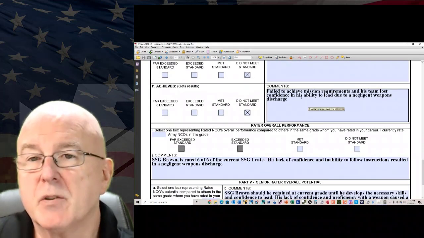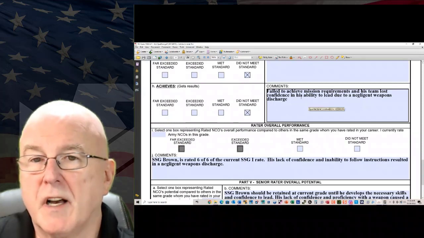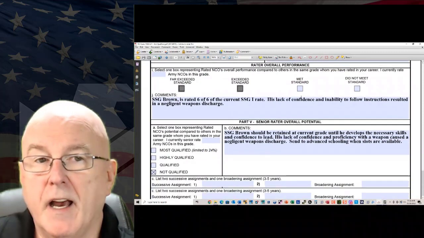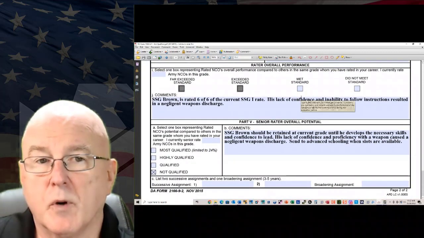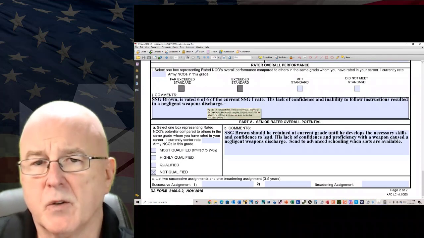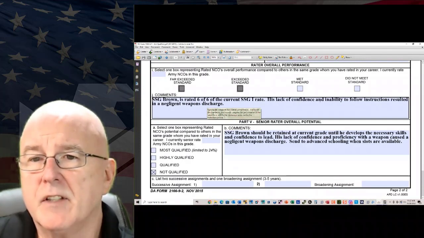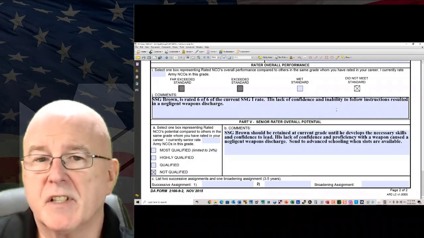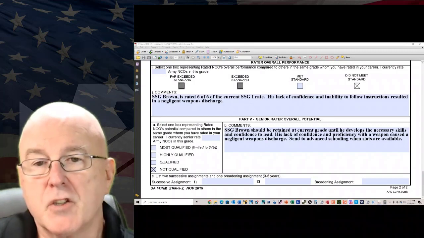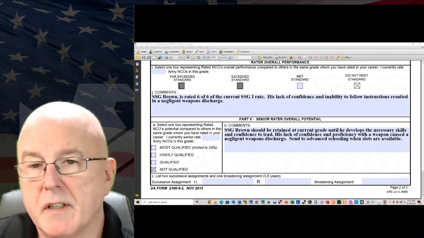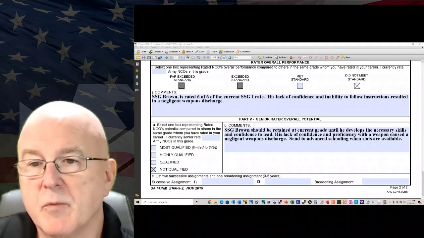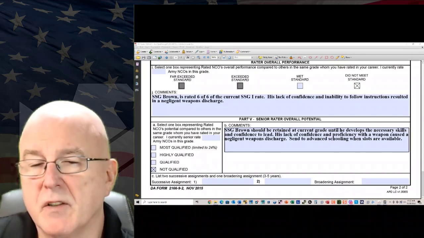Failed to maintain the basic proficiency of assigned weapon, resulting in negligent weapons discharge, did not meet standard. Achieves, failed to achieve mission requirements, and his team lost confidence in his ability to lead due to a negligent weapons discharge. Now we get to the rater's overall performance. Sergeant Brown is rated 6 of 6 of the current staff sergeants I rate. His lack of confidence and inability to follow instructions resulted in negligent weapons discharge, did not meet standard. Senior Rater comments. Sergeant Brown should be retained at the current grade until he develops the necessary skills and confidence to lead. His lack of confidence and proficiency with a weapon caused a negligent weapons discharge. Send to advanced schooling when slots are available.